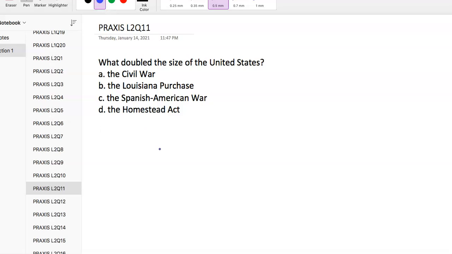What doubled the size of the U.S.? So we want to know that too. Louisiana Purchase. Pretty common question. In 1803, you don't need to know the year, but in 1803, the Louisiana Purchase took place, doubling the size of the country. By 1840, almost 7 million Americans had migrated westward in hopes of securing land and being prosperous. The belief that settlers were destined to expand to the west is often referred to as manifest destiny. So while not this question, that is another term you should be familiar with.